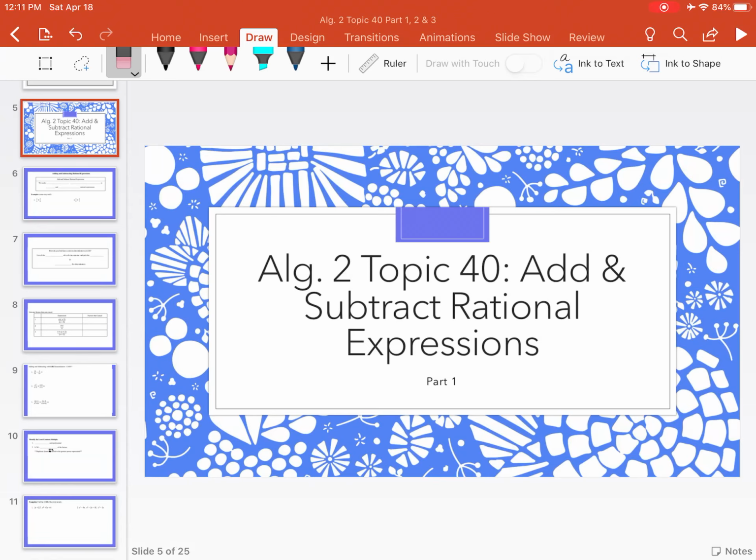Welcome back to topic 40 for Algebra 2, adding and subtracting rational expressions. In part 1, we're going to identify what is the least common denominator, how can we add and subtract rational expressions with like denominators, and how can we identify the least common multiple.